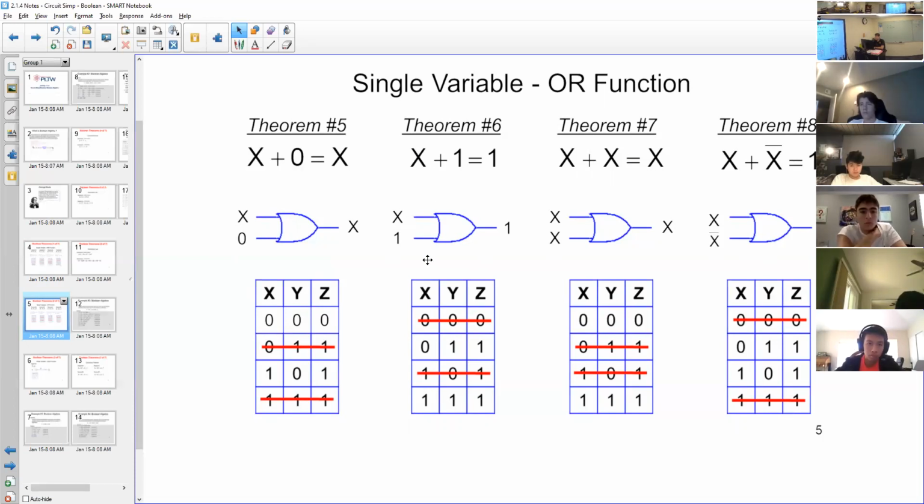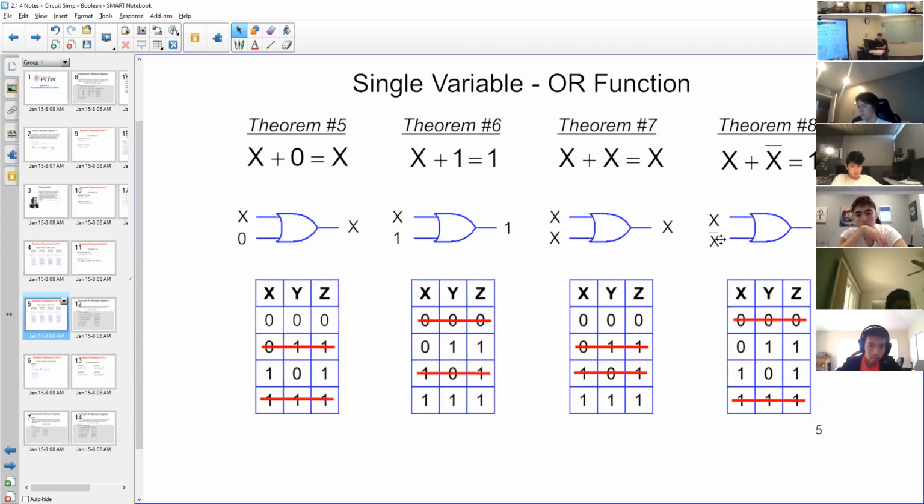If you have x plus 1, it doesn't really matter what x is. If the other one is 1, the output's going to be 1. If the other input is on, the output will be on because it's an OR gate. And remember, when we look at expressions, multiplication means it's an AND, addition means it's an OR. So if we have x plus a 1, we can simplify that to just a 1. If we have x plus an x, then it doesn't matter whether they're on or off, the output will be whatever x is. So you can simplify an x plus an x down to a single x.